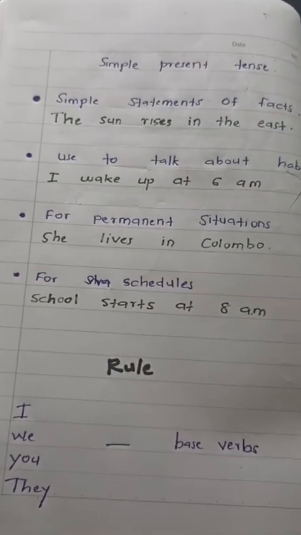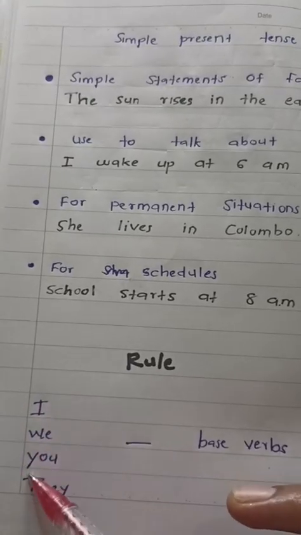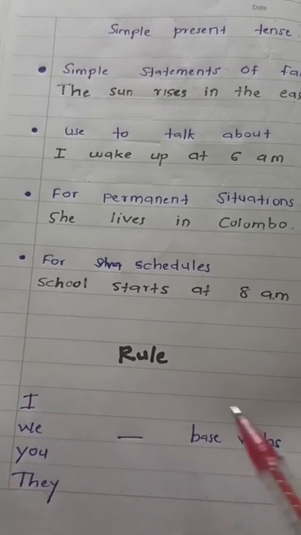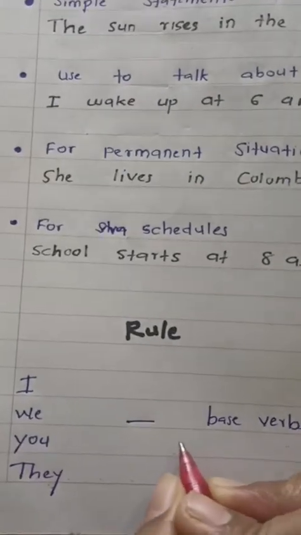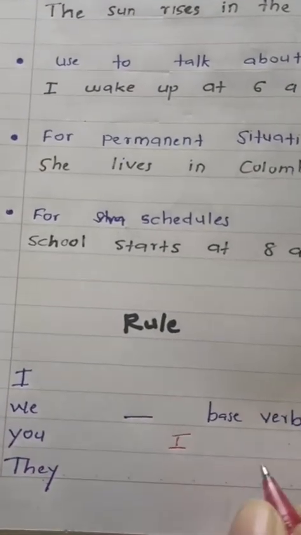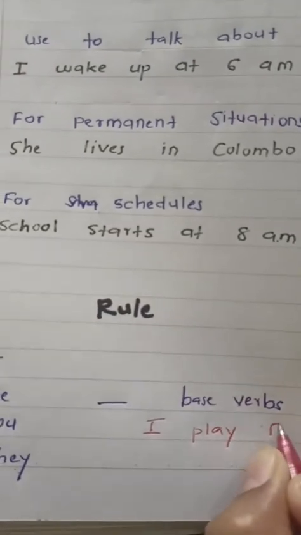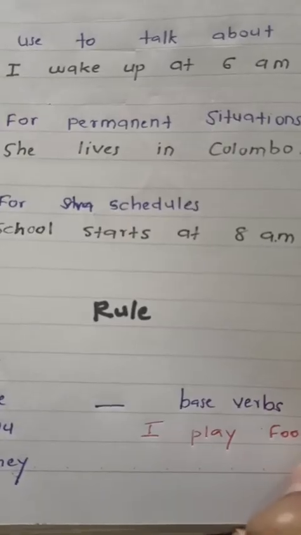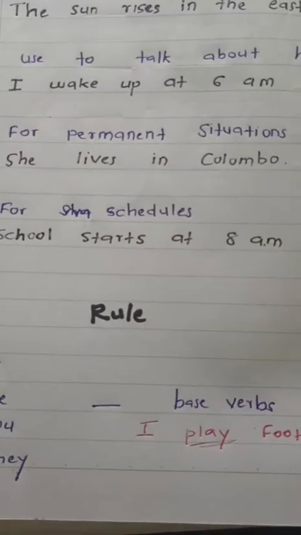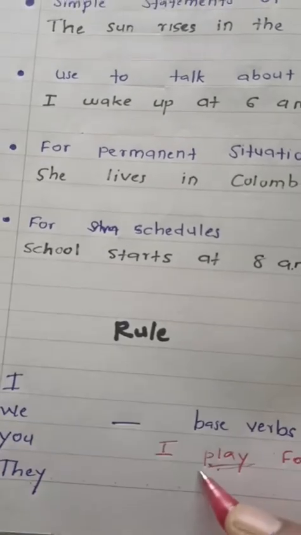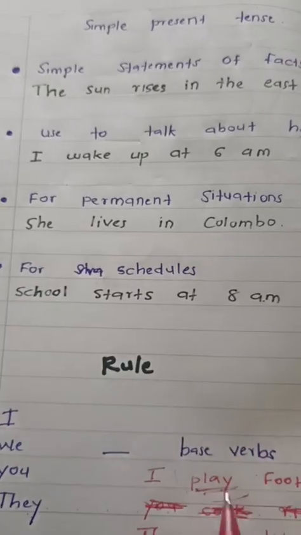Rule. There is a rule in simple present tense that if the pronouns are I, we, you, they, we use base verbs. Example, I play football. Play is a base verb, so it won't change.